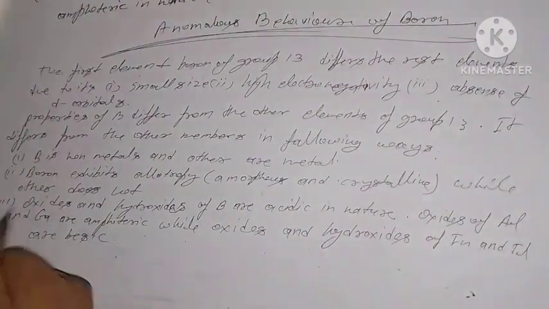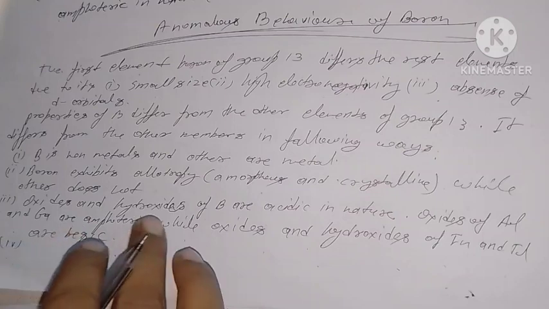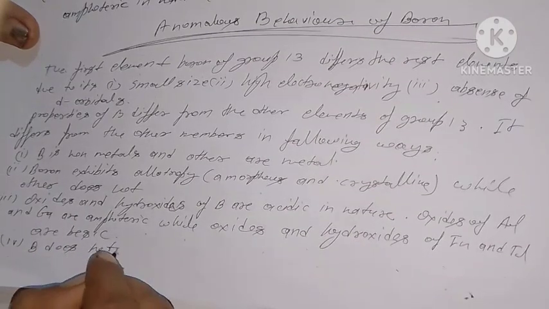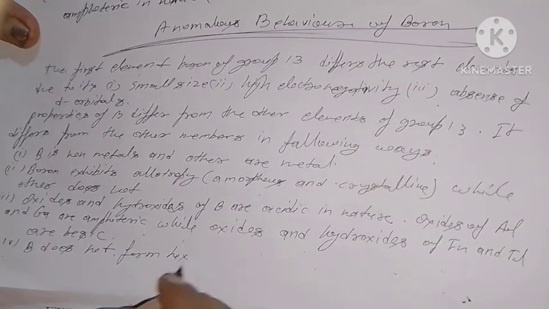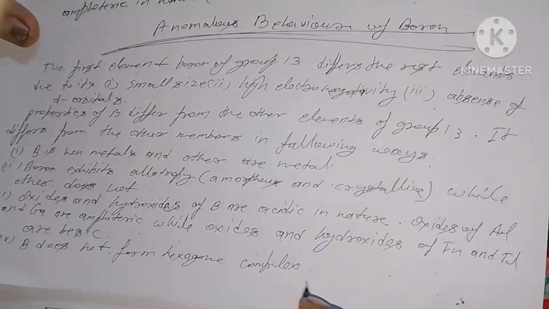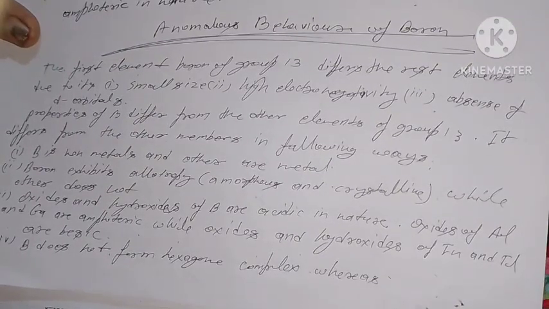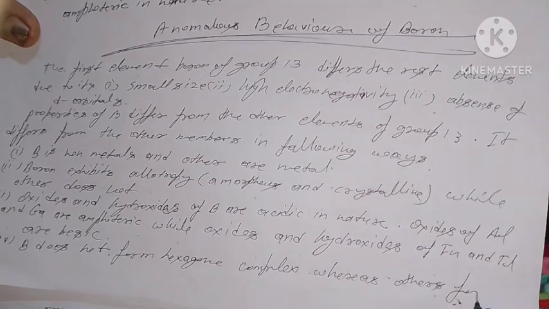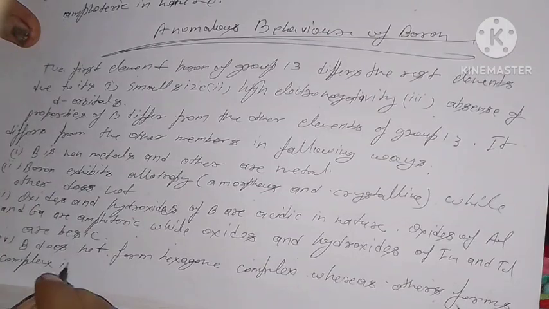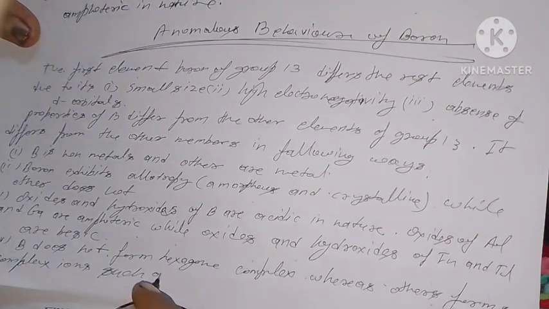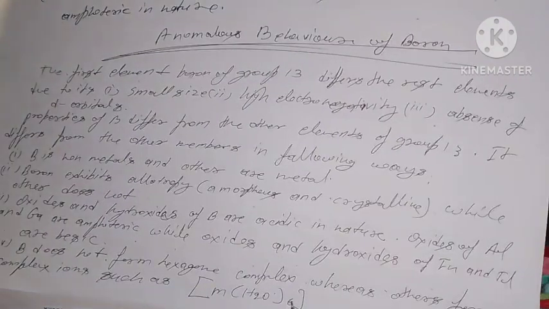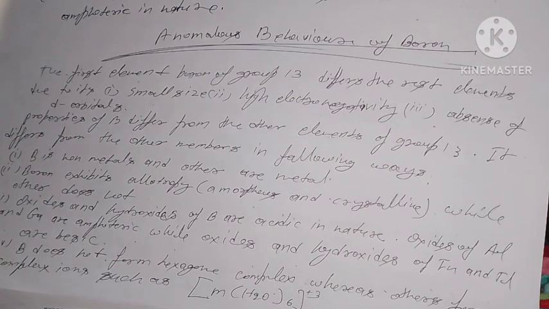Fourth point. Boron does not form hexa-aqua complexes, whereas the others form complex ions such as [M(H2O)6]3+.